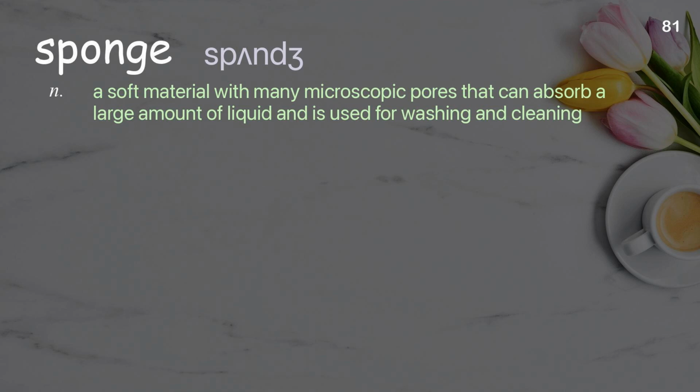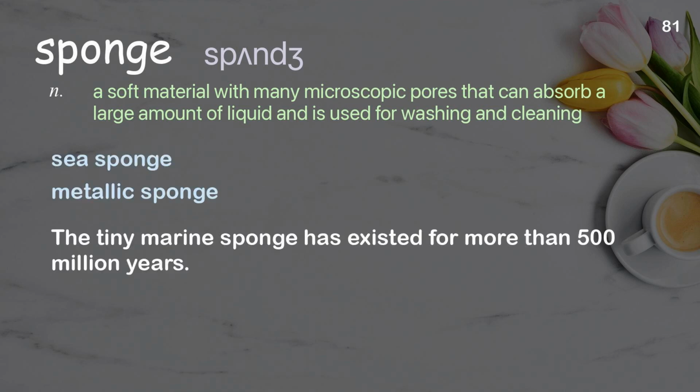Sponge. A soft material with many microscopic pores that can absorb a large amount of liquid and is used for washing and cleaning. Examples: Sea sponge, metallic sponge. The tiny marine sponge has existed for more than 500 million years.